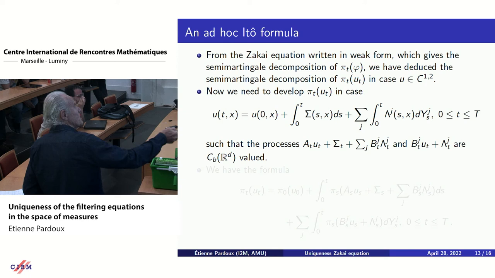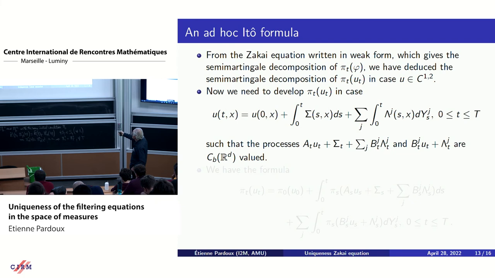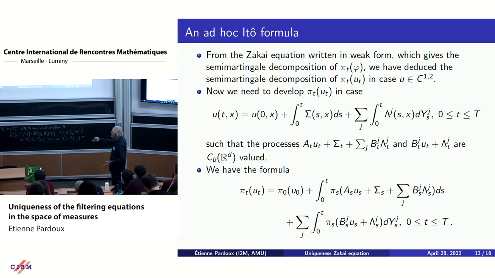Before, we didn't have this; we just had something which was in C12. Now we have this, and we have to make sure that the process u t plus c sigma t plus b j t lambda j t, which will show up because of a correlation between the two stochastic integrals, and all these are C_b valued. We could assume some polynomial growth, but then we have to assume that our measure valued process pi t integrates some polynomial. Here I just stick to the simplest case, where all our functions that we want to integrate against our random measure are bounded.